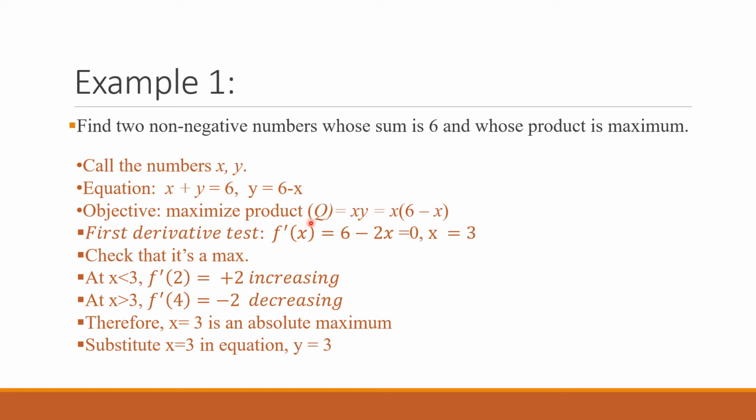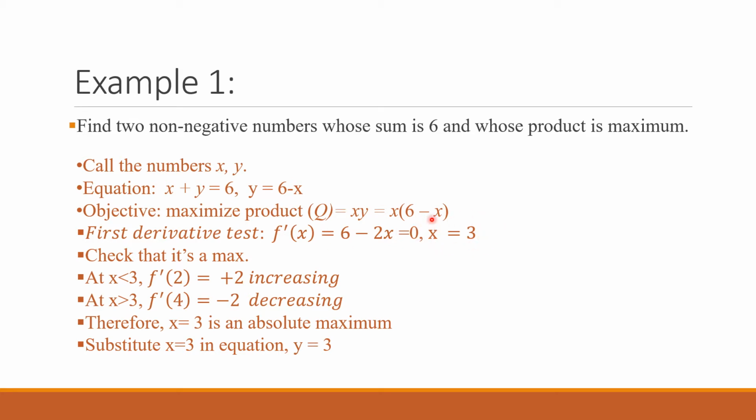So I said that the product P, I called it here Q, equals x times y, and then I substituted with the y value that I got in here, so it's x times (6 minus x). Now I'm doing the first derivative test. I'm going to differentiate this, using the product rule, first times derivative of second plus second times derivative of first, or simply I just say it is 6x minus x squared, so the derivative will be 6 minus 2x, and I set it to 0. And I solve, and I found that x equals 3.